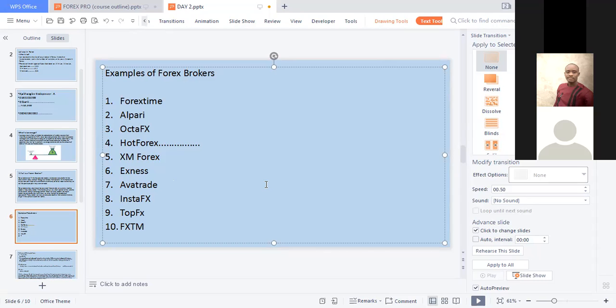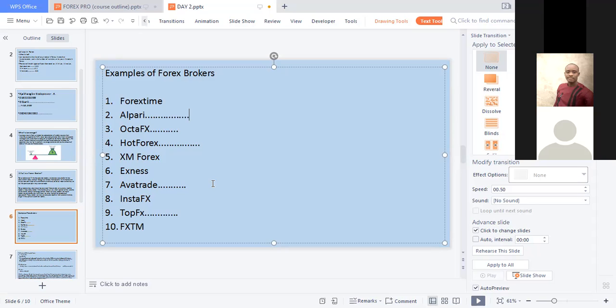Like the one I know of that are so very okay is Hot Forex. I know of AvaTrade. AvaTrade is also very good. I know of Top FX. I know of Octa FX. Please, I'm not saying others are not good, though. I'm just telling you of what my students that have graduated from this class have used, and it has been working with them.